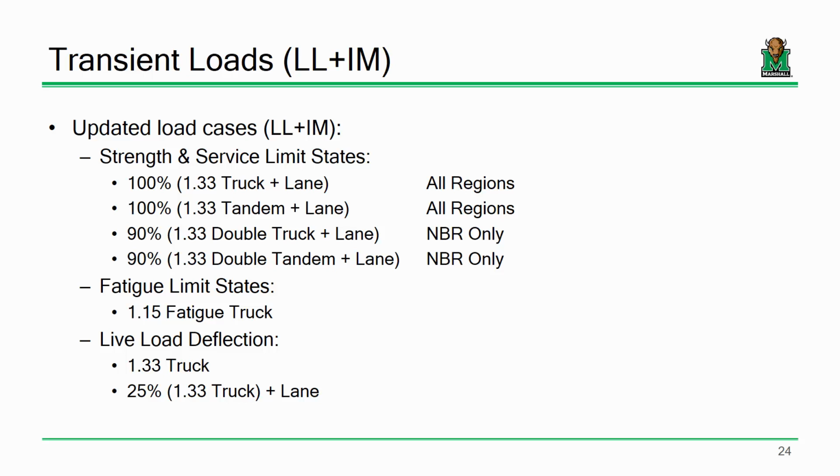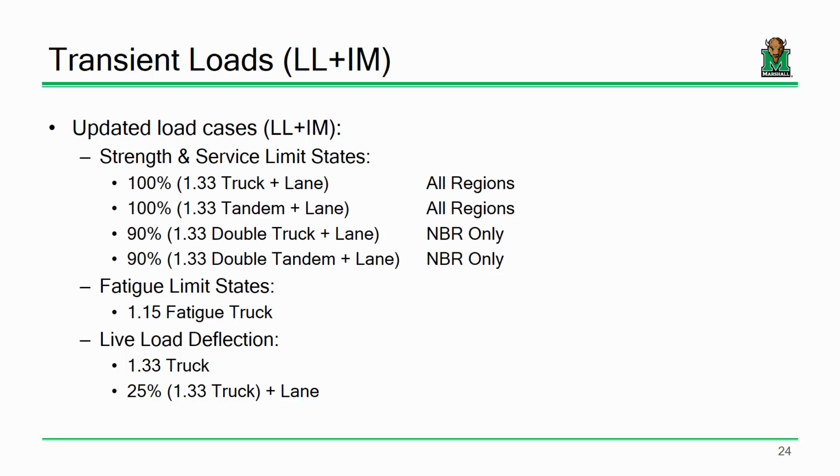So when you're dealing with strength and service limit states, you got 4 load cases. You got the truck in the lane or the tandem in the lane, 100% of that, and see this 1.33? We're putting that impact factor on the truck and on the tandem, okay? That special negative bending investigation where you got to do the double truck and the double lane, or the double truck and the double tandem, we have 90% of all of that. Again, applying the impact factor only to the vehicle, not to the lane, all right?